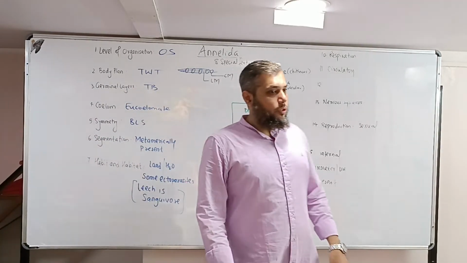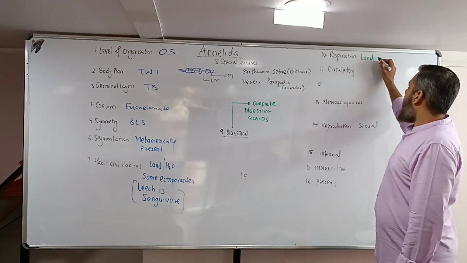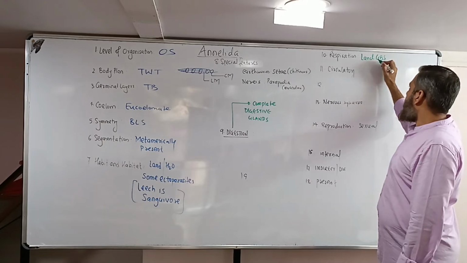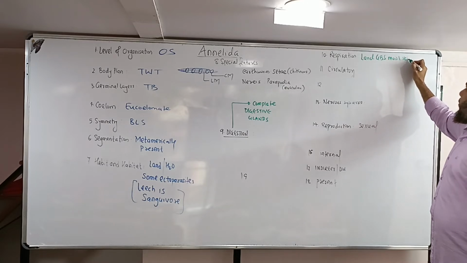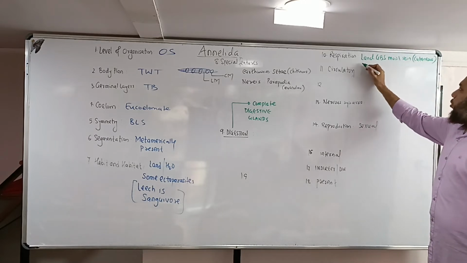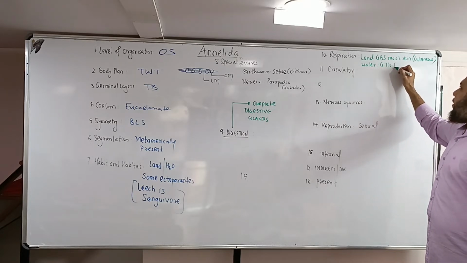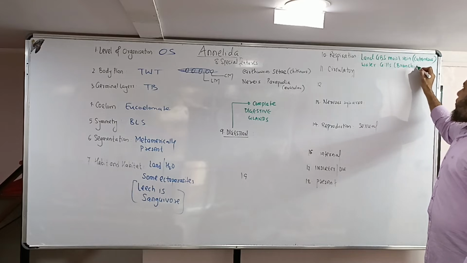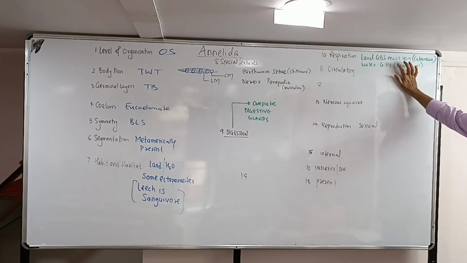Respiration. In the ones who live on land, it is through the general body surface, that is GBS, through the moist skin. That is called cutaneous respiration. And those who live in water show the presence of gills. That is called branchial respiration. So respiration in the land forms is by the general body surface, and in the water forms it is with the help of gills.